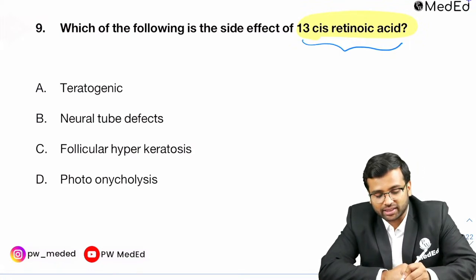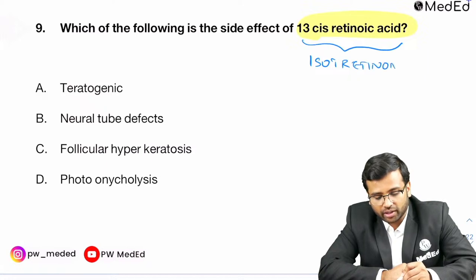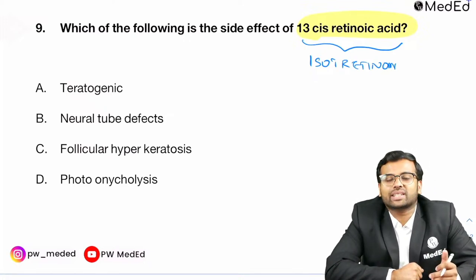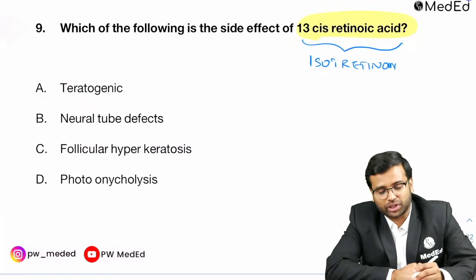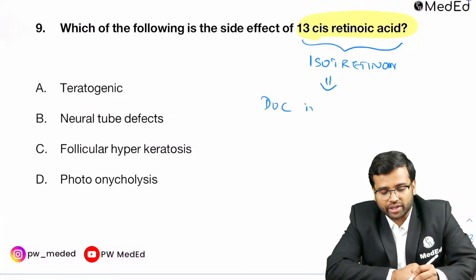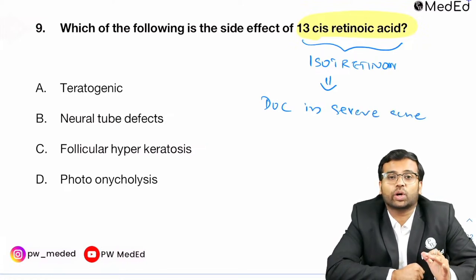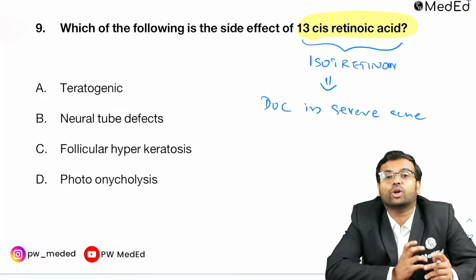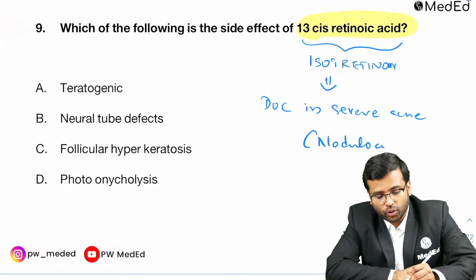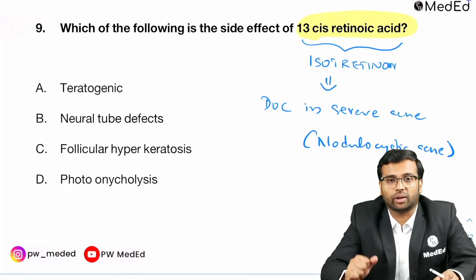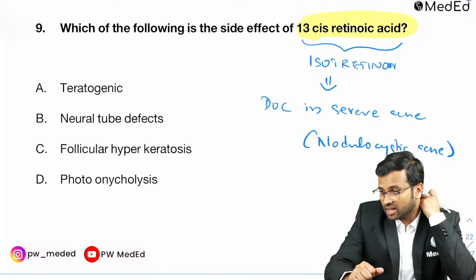So what is this 13-cis retinoic acid? Yes, this is also called isotretinoin. So where is isotretinoin usually used? Usually isotretinoin is the drug of choice in severe acne. Whenever the patient has a very severe acne, like nodulocystic acne, we can use this medication called isotretinoin, which is also called 13-cis retinoic acid.